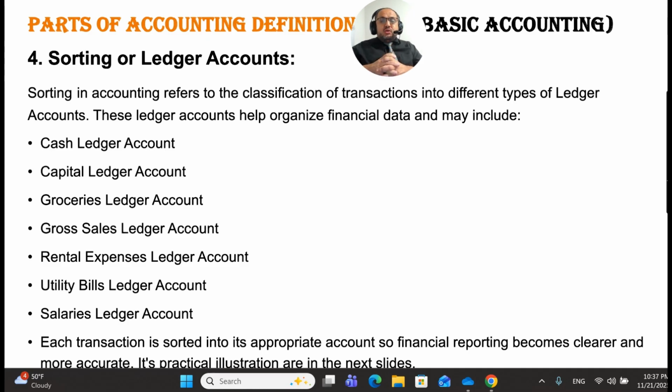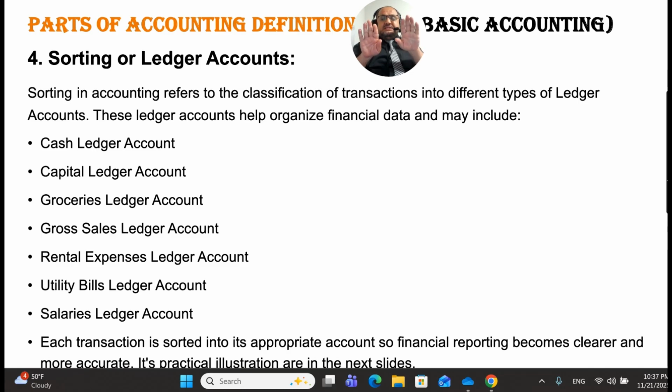We sort all the accounts which occurred during a month in the shape of journal entries. We separate them and then make a total of each account. This separation of accounts is called a ledger account, and the shape of a ledger account, let's consider these are two.